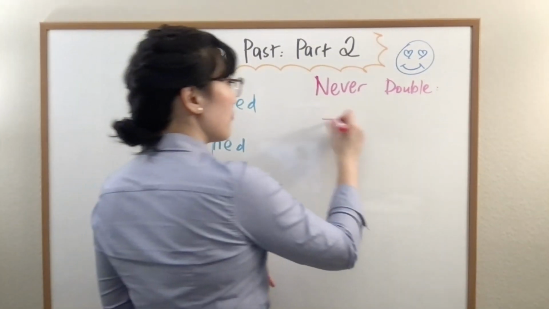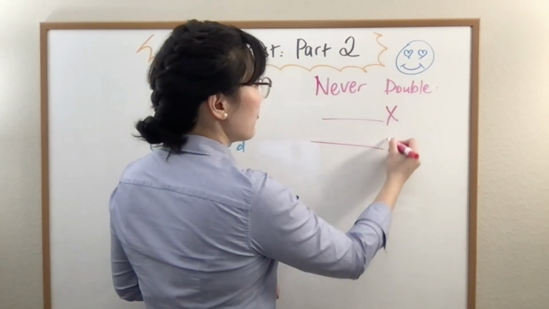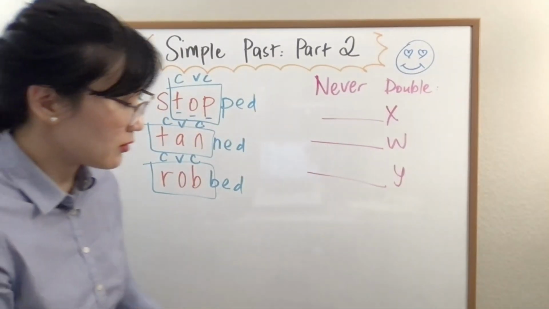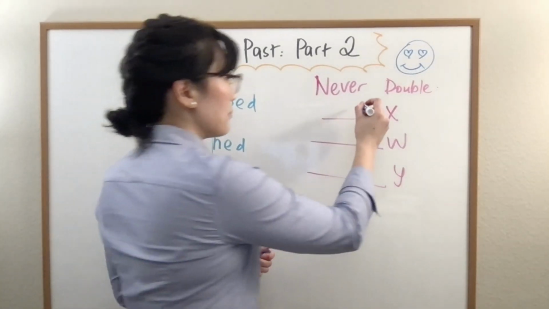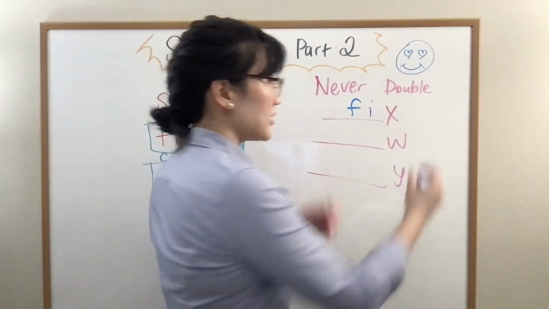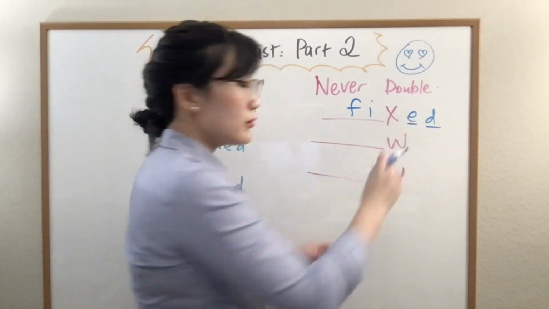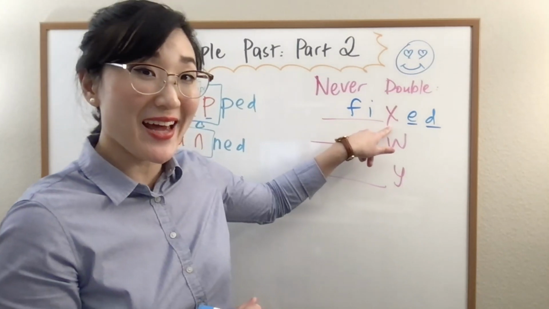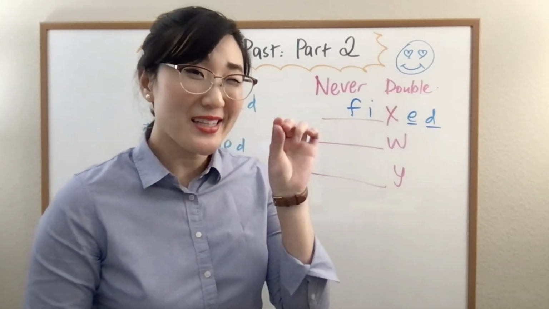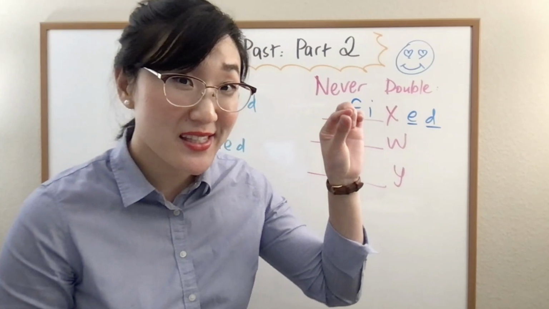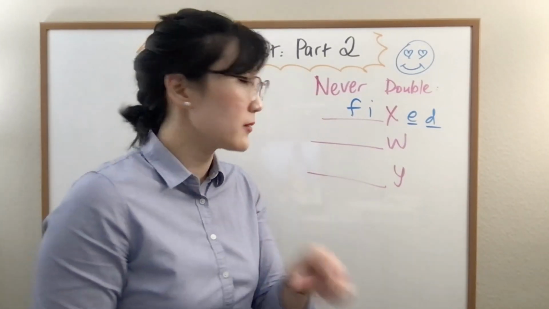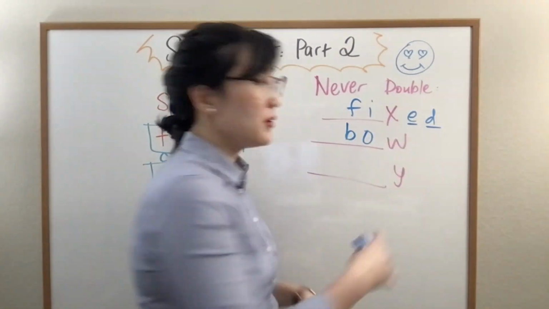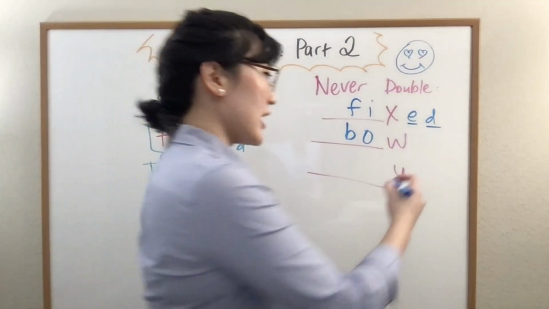For example, if a verb ends in an X, a W, or a Y, you never double, right? So if I have, for example, fix, I just have the ED. Do not double. If you want to know why, it's because inside this X, there are 2 sounds. It's an X and an S. You hear that? It's 2 sounds in one. Here, W. So if I say, for example, bow, this is to bow, then I just have my ED.